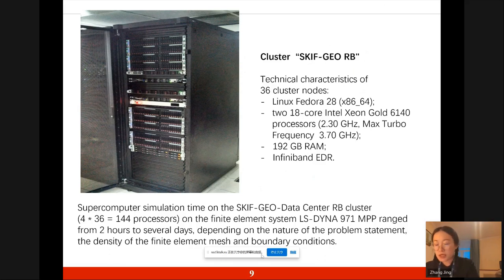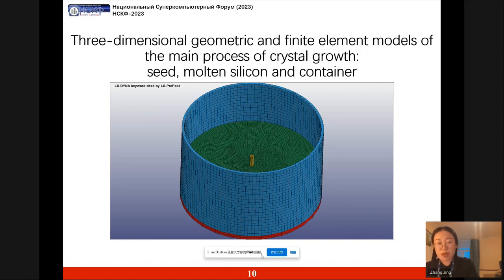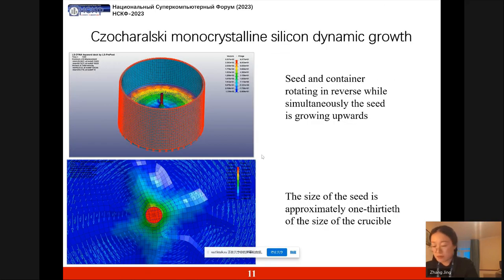The characteristics of the supercomputer let us establish a three-dimensional model analyzing the dynamic characteristics of the melt near the solidification. These are three-dimensional geometric and finite element models of the main parts of the crystal growth process, such as the seed, molten silicon, and container. In the established dynamic CZ model, the seed and the container rotate in opposite directions, while the seed simultaneously grows upward.